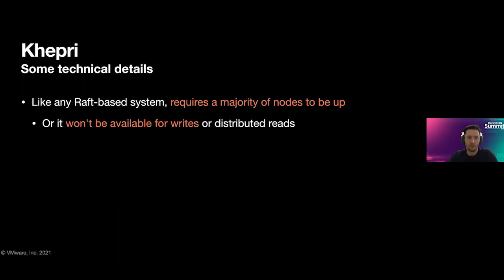So one thing that is important to mention, like any Raft-based system, Khepri requires the majority of nodes to be up. This would be the case with Mnevis as well. So if you lose a majority of your nodes, then it won't be available for writes or consensus or distributed reads. You would still be able to read your local data, but it may or may not be good enough. And for RabbitMQ as a whole, it likely won't be good enough.